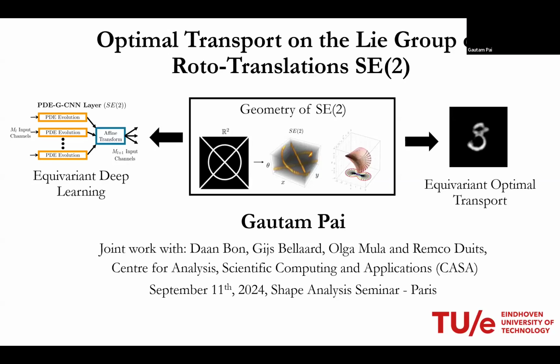So today I'll be talking about something that I've been working on for the last couple of months, on optimal transport on the Lie group of roto-translations. And this is joint work with some very nice colleagues. There are Dan Born and Kais Ballard, who are PhD students in our group, and Olga Mula and Remco Duits, who are associate professors at our cluster, which is called the Center for Analysis, Scientific Computing and Applications at TU/e.